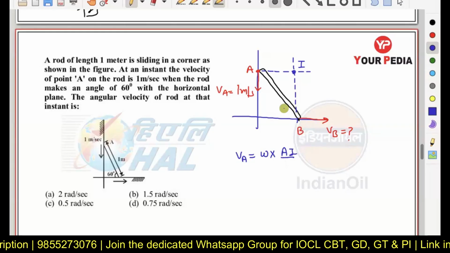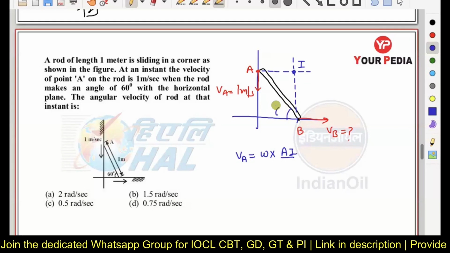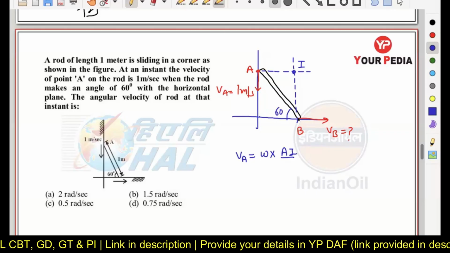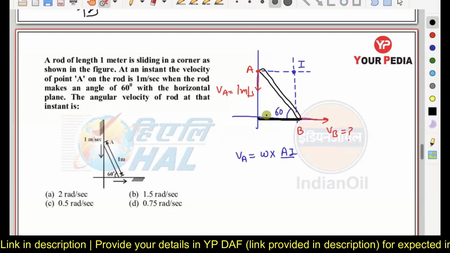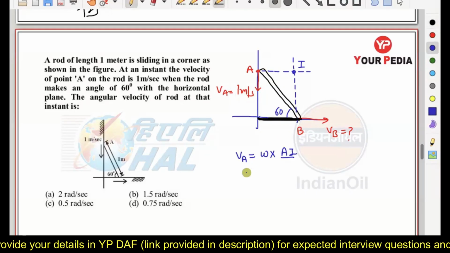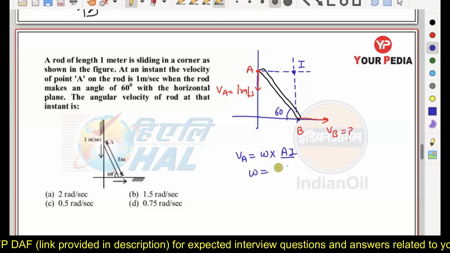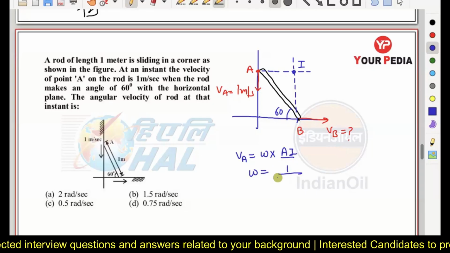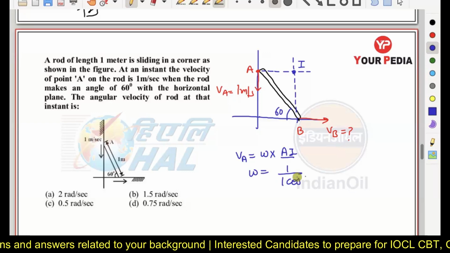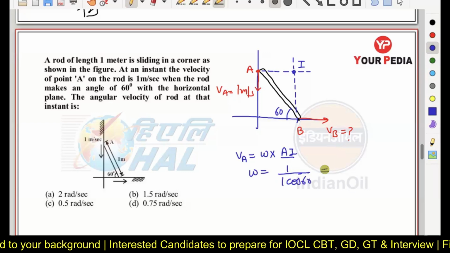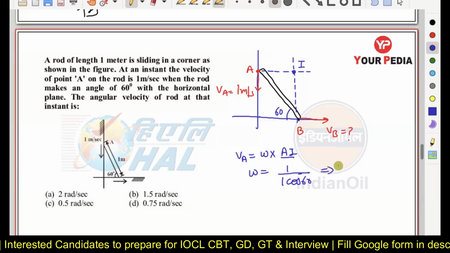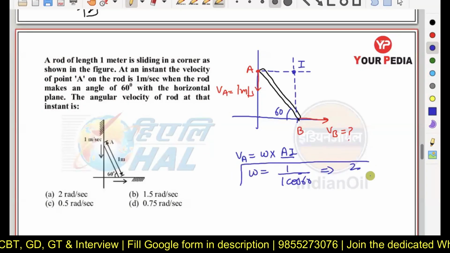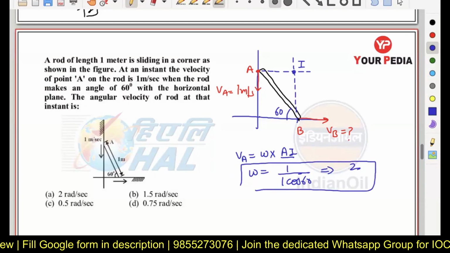Okay, now what is AI? AI is nothing but the horizontal component of AB. So I can directly write omega will be equal to VA divided by AB cos of theta, that is 1 divided by 1 meter times cos of 60. And finally, the answer you will get is 2. Omega will come out to be 2 here.